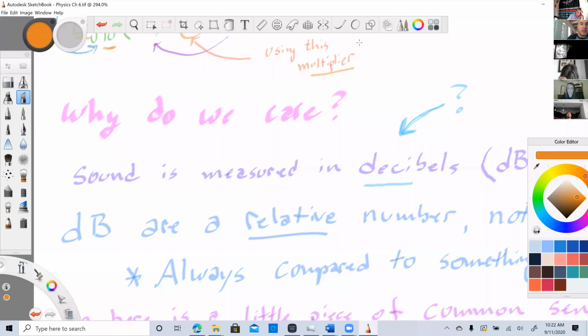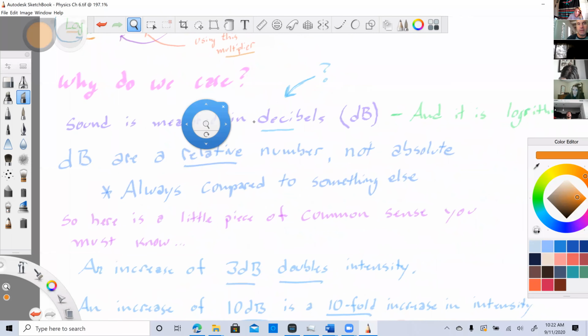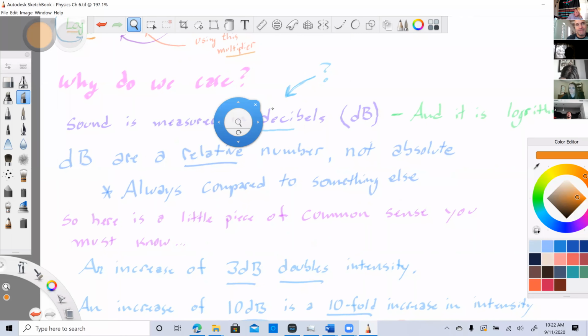Ultimately, why do we care? Because sound is measured in decibels. Decibels are logarithmic. The other thing about decibels is they are a relative number. People don't really think about it, and I never really think about it. So a decibel is not an absolute number.